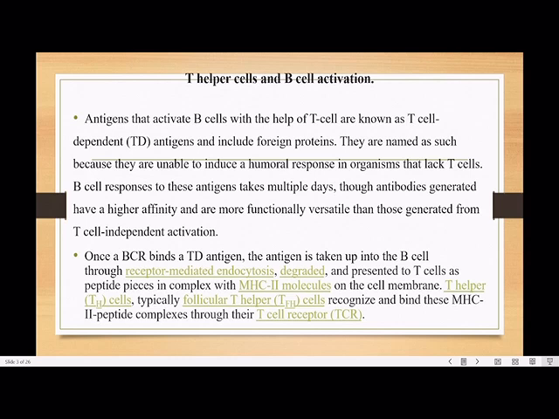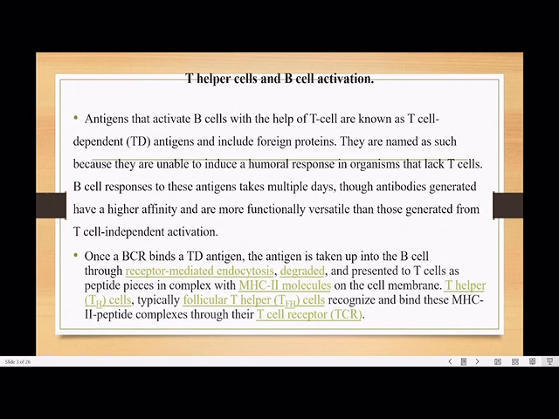The B cell response to the antigens takes multiple days. It takes a long time to respond to a foreign antigen. Let us talk about the T cell dependent activation. Once the B cell receptors bind to the foreign antigen, the antigen is taken up into the B cell through receptor mediated endocytosis and presented to the T cell as peptide pieces in a complex with MHC2 molecules on the cell membrane.